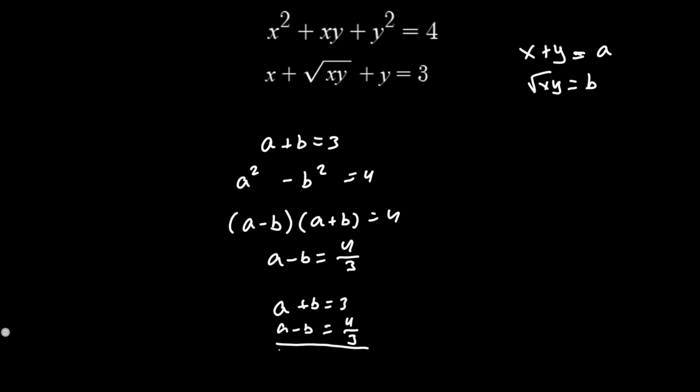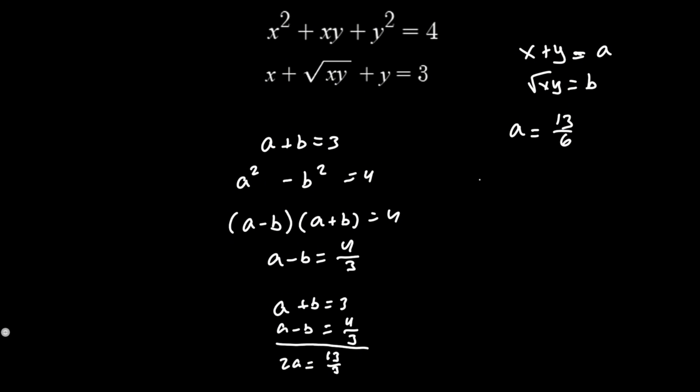And solving for a, right, we have 2a is equal to 3 plus 4 over 3, which is going to be 9 plus 4, which is 13 over 3. And dividing by 2, a is equal to 13 over 6. So we know that a is 13 over 6.